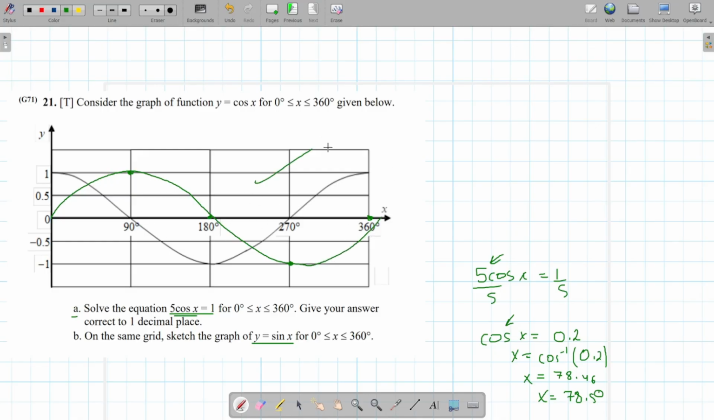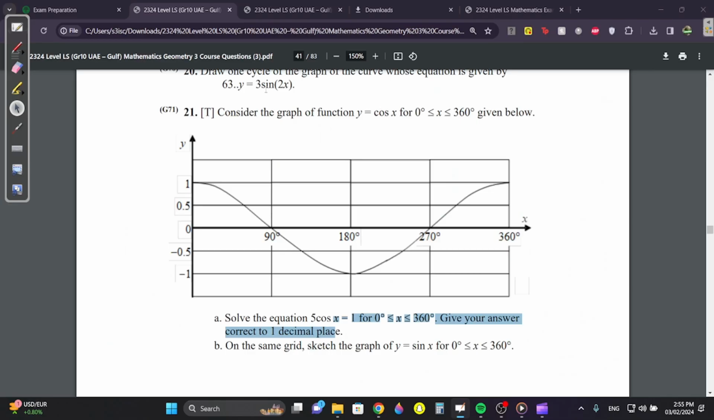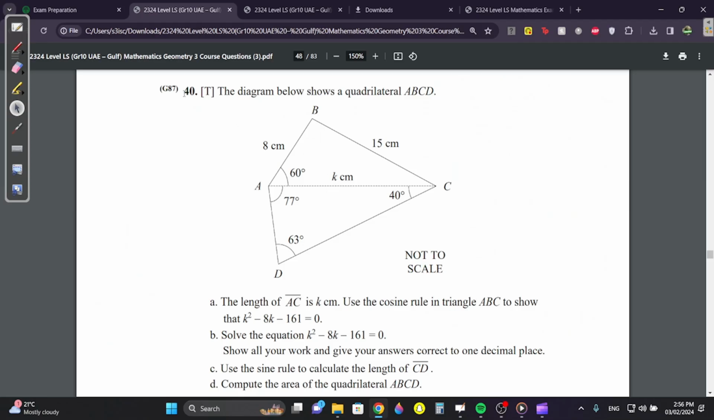If you write this, you get correct. Okay, that's it for 21. It's very easy.